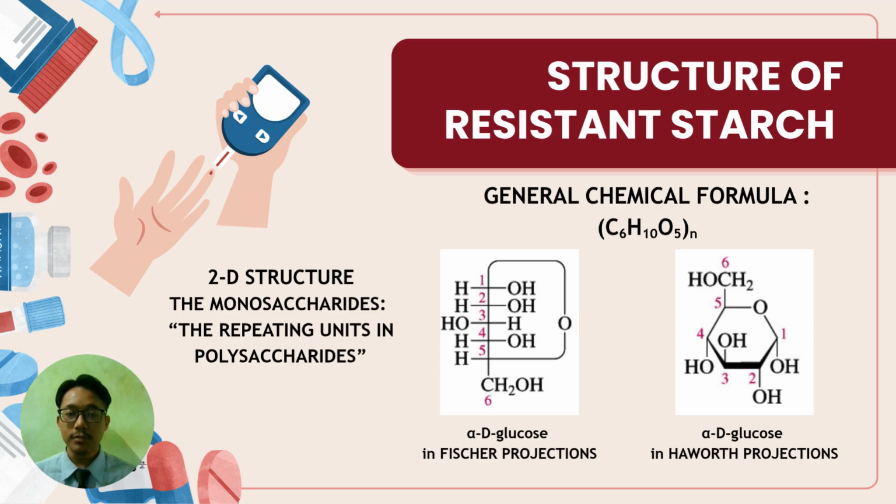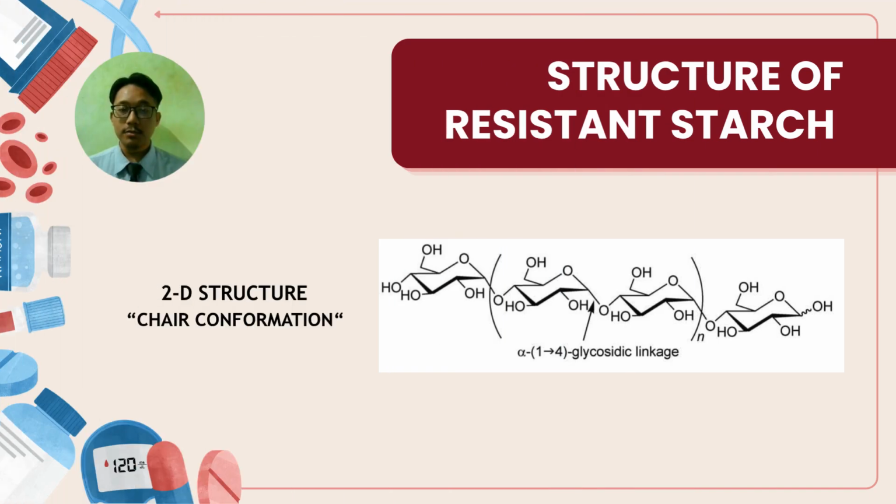In the Haworth projection, alpha-D-glucose is translated into a six-membered ring with the hydroxymethyl drawn upwards and opposite of the hydroxyl at anomeric carbon C1, in line with its name alpha-D-glucose. The O atom is usually written at the top and right side of the diagram. This is the 2D structure of resistant starch in a chair conformation. It can be seen that the repeating unit glucose is bonded to each other at C1 of a unit and C4 of another unit. The link is called alpha-1,4-glycosidic linkage.